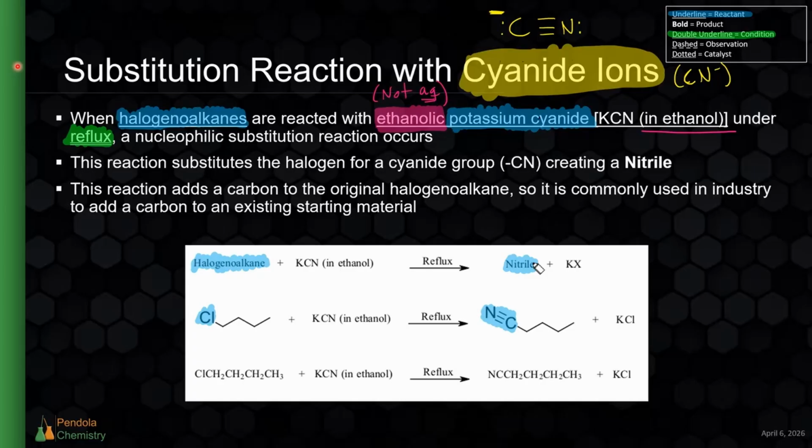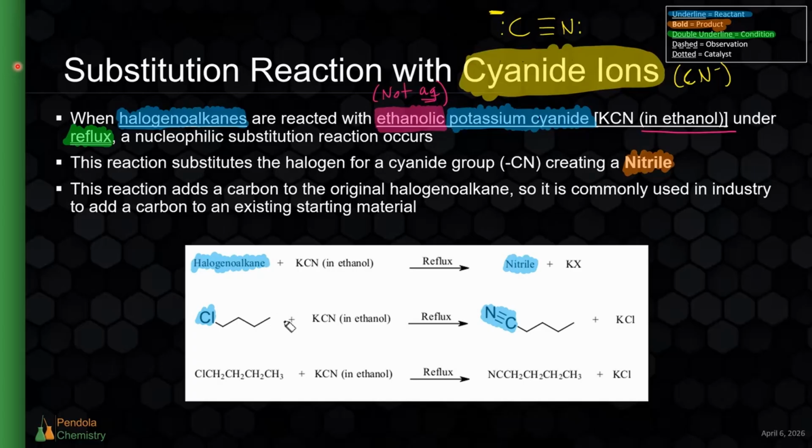This is actually a very useful reaction in chemistry because it is one of the few reactions where we can easily add a carbon to a halogenoalkane or a starting material. So it's very useful in industry whenever we're one carbon short in the products. Again, the product of this reaction is going to be a nitrile. So this is a reaction where we convert a halogenoalkane to a nitrile, adding a carbon to the original starting material, to the original compound.